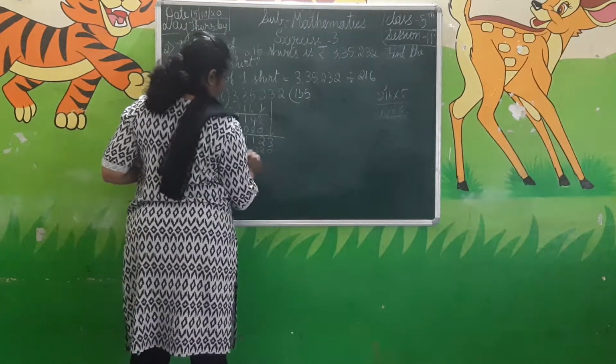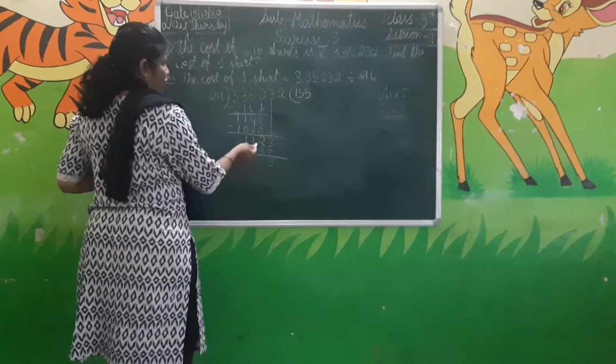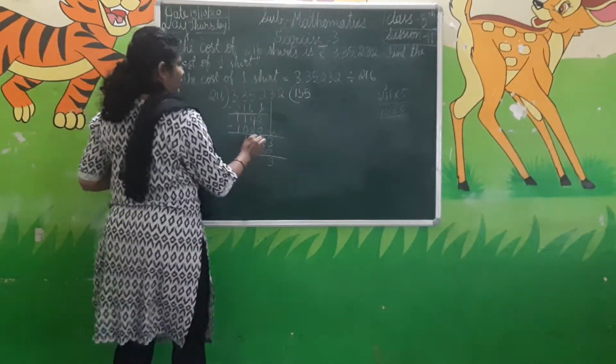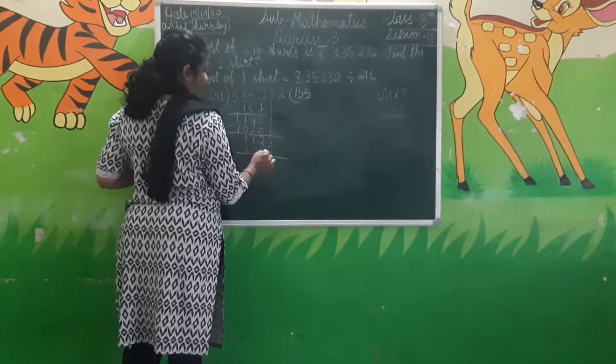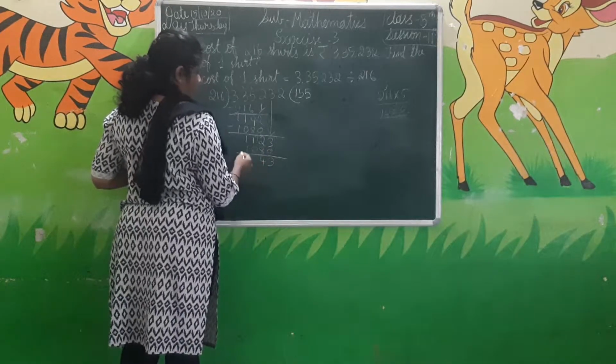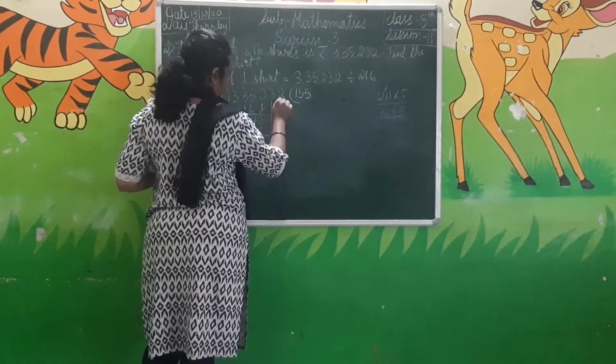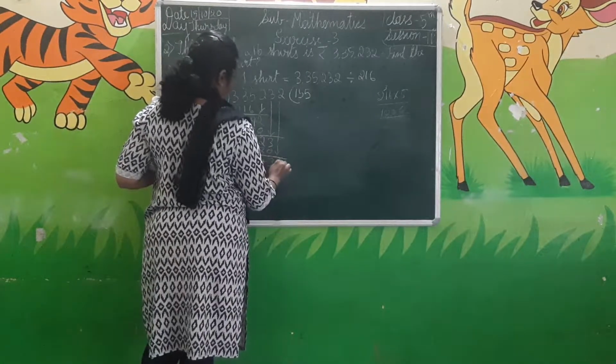1080. 3 minus 0 is 3 itself. You can't deduct 8 from 2, so you have to borrow 1 here. It will become 12. 12 minus 8 is 4. What's left here? 0. 0 minus 0 is 0. 1 minus 1 is also 0. Okay, we got 43 here. Next, take down the 2.